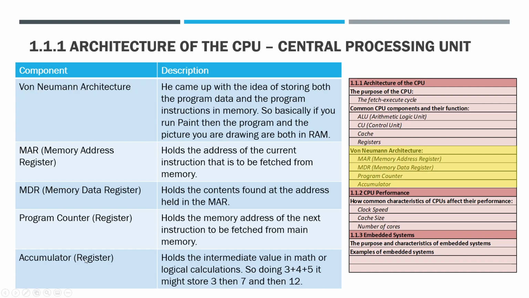And the accumulator, it holds the intermediate value in math or logical calculations. So for example, if we were doing 3 plus 4 plus 5, it might store 3, then 7, and then 12. Because it's storing 3 at first, then you add 4 and it goes to 7, and you add 5 and it goes to 12. So think of it like that sort of screen on the calculator. Every time you press equals, it's storing the current value.